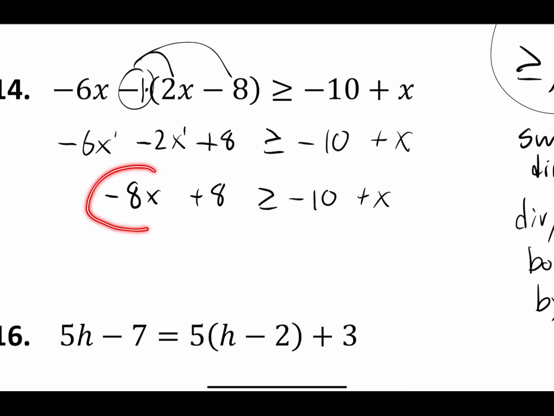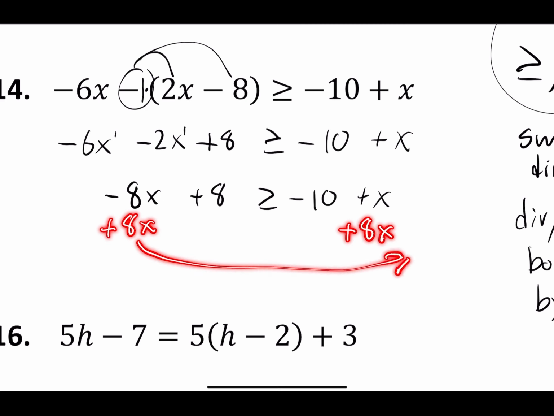If I want to get negative 8x to the other side of the equation, I would do the opposite of its sign. Add 8x to the other side. When things travel across the equation, they change signs. So that would be x plus 8x. That's kind of nice. That'd be positive.